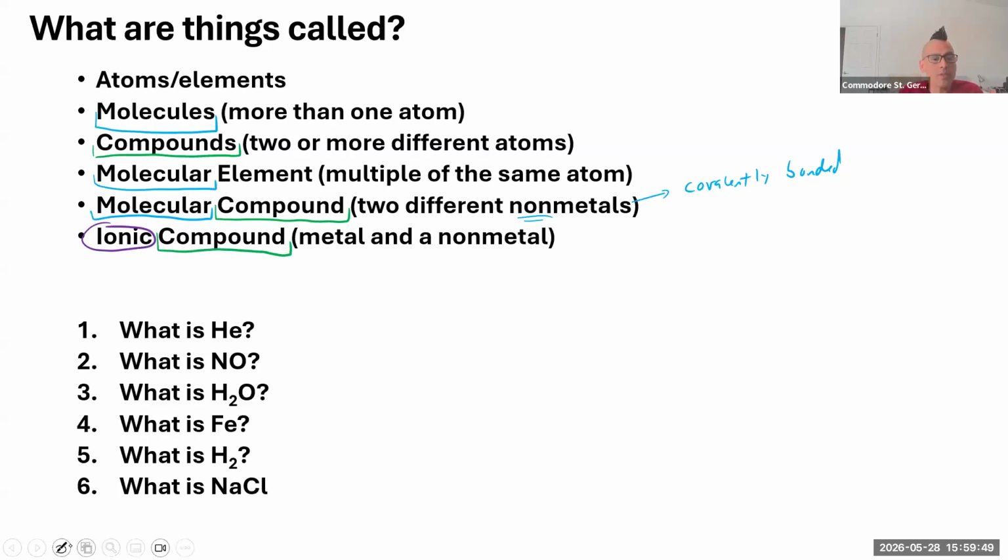All right, so let's go through this list and figure out what's what. Helium, if it's the straight up element, that's going to be atom or element. I think typically for this, we're going to stick with this. It's more descriptive, I believe. Not by much, but a little bit. And so let's go down the list. NO, two different atoms or two different elements, right? And they're non-metals. So this is going to be a molecular compound.